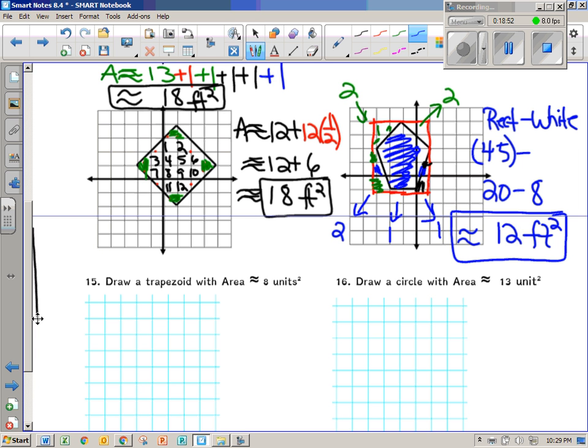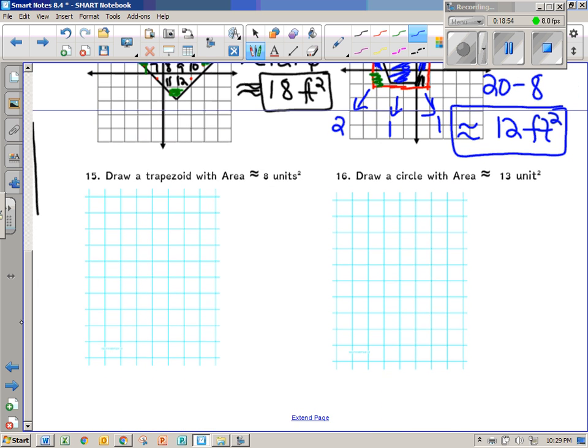Okay, sorry, I was just looking at my notes there for a second, seeing the mistake I made on them. So the last 2, we're actually just drawing a trapezoid that is approximately 8 units square. So you might just try something and see. So I would pause the video, try 15 and 16, and then turn the video back on and see what we come up with.